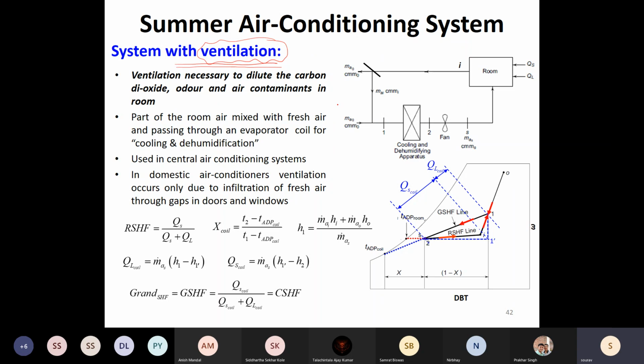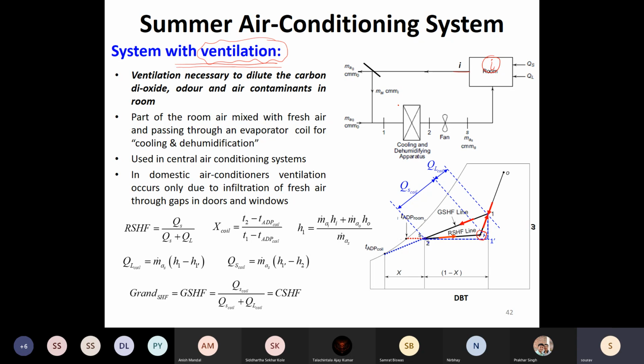So the system is not a lot different from what we have in our residential ACs. It is just that you have a provision for exhausting some portion of the air coming from the room and taking in fresh air. So if this is your room, you want to maintain it at certain condition I. So I is this state point.